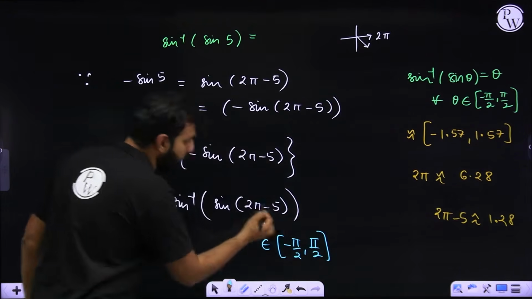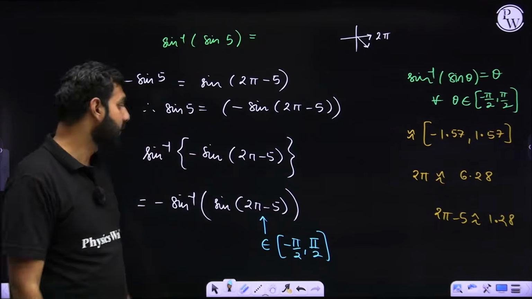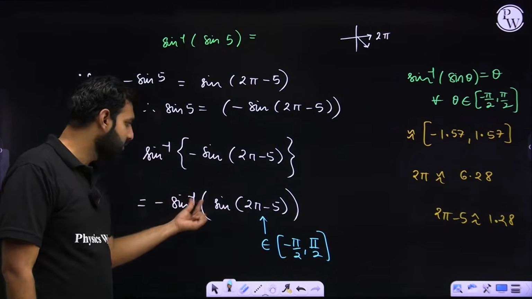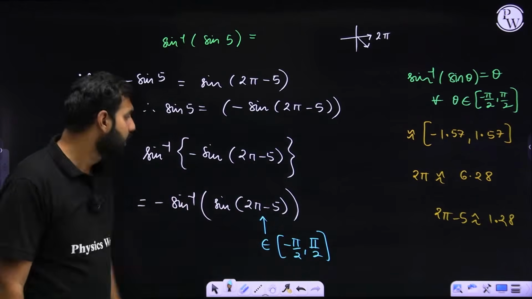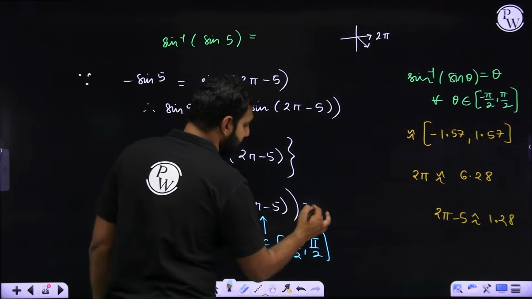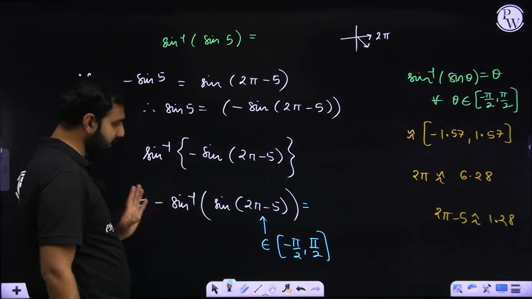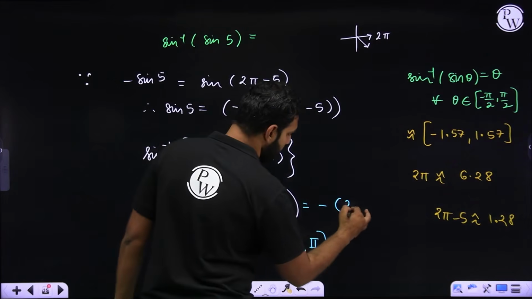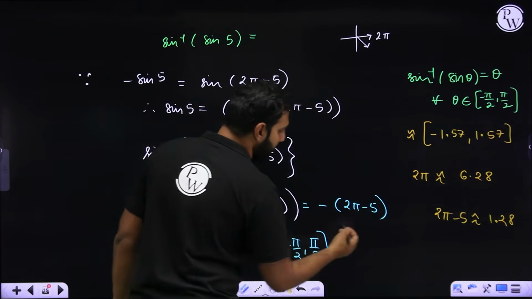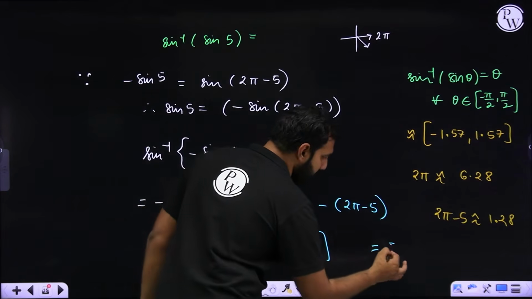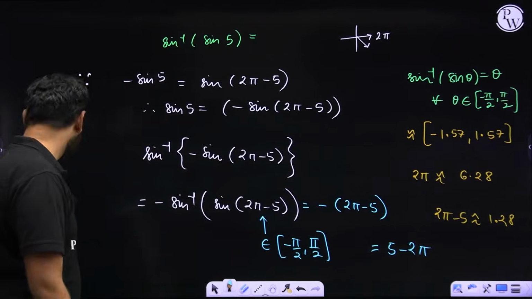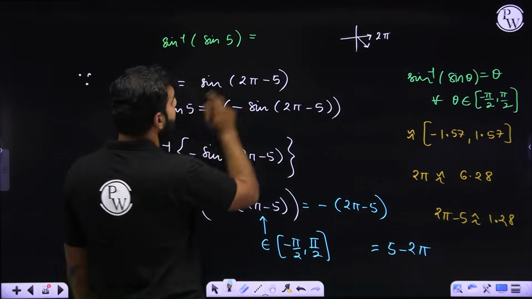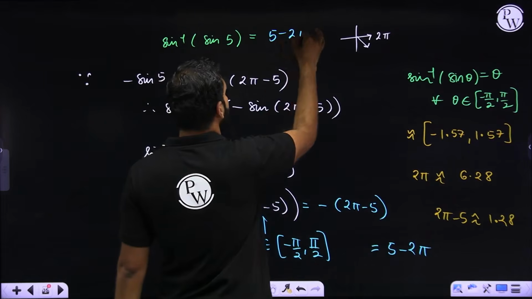And if this value lies between minus pi by 2 to pi by 2, then will I not say sine inverse of sine theta is theta? This is exactly what we have discussed. So here I can write it as theta, which is 2 pi minus 5, and before that a negative sign. So negative of 2 pi minus 5. If I multiply this negative sign inside, I'll get 5 minus 2 pi. That's the value here. So sine inverse of sine 5 is nothing but 5 minus 2 pi. Did you get that result?